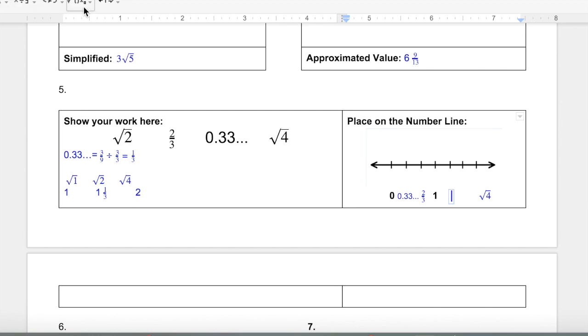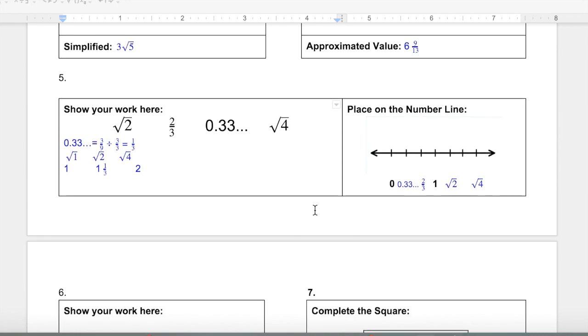And I was very lenient when grading as to if you put this in the correct spot or not. If it kind of looks like it's in the correct area, then I tried to help you out. Okay. So the main thing is you have 0.3 repeating, 2/3, then you have the square root of 2 and the square root of 4. Okay. All right.